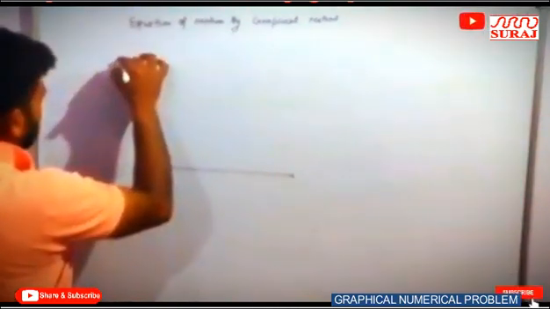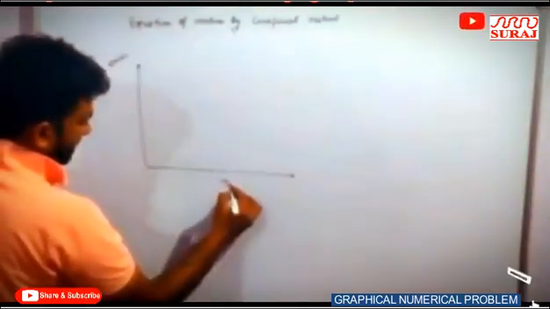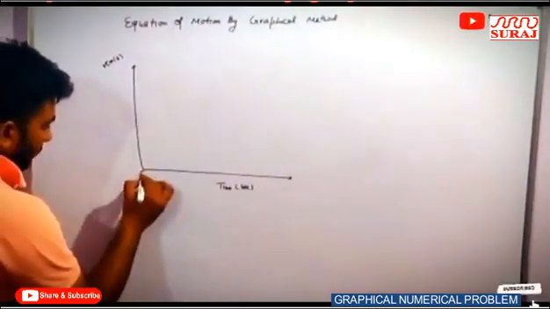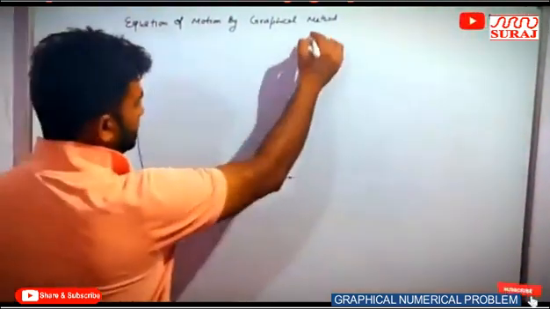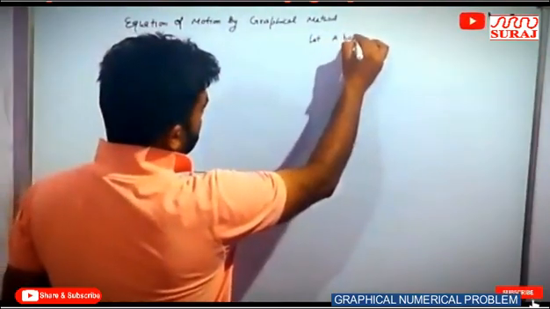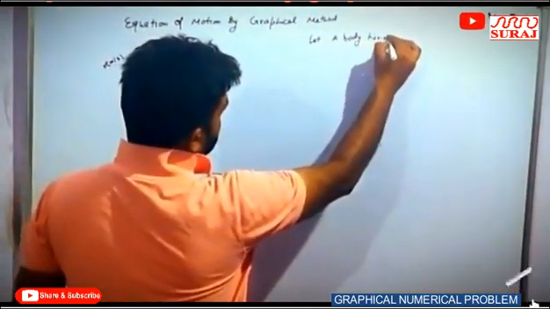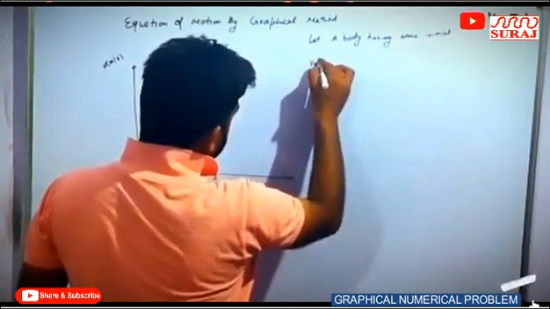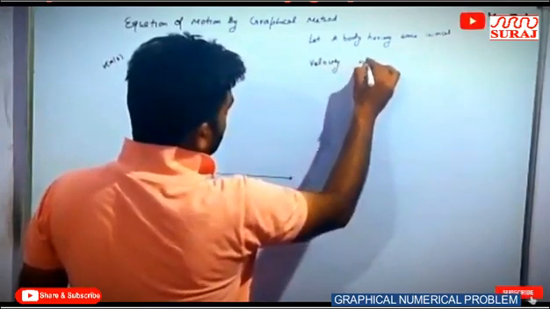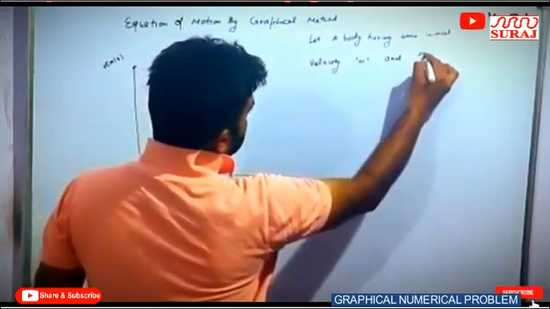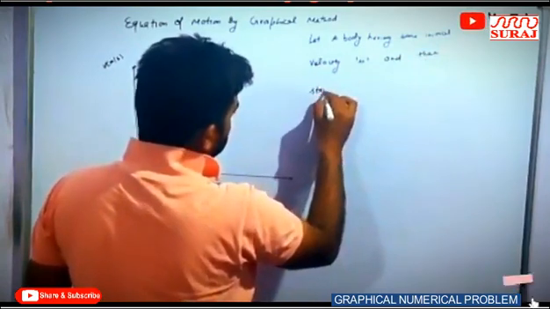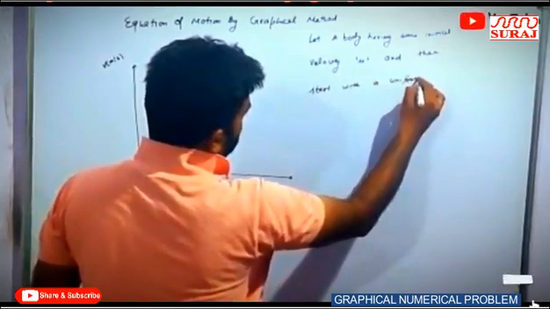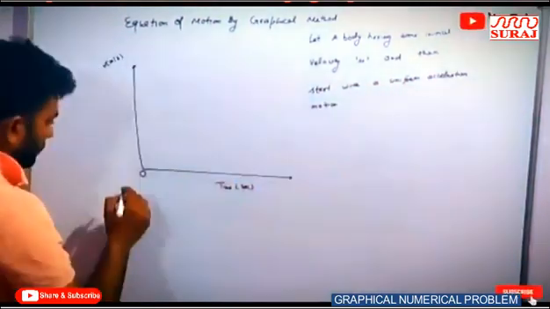Velocity axis in meter per second, time axis in second. This is the origin. Let a body having some initial velocity u and then start with a uniform accelerated motion.